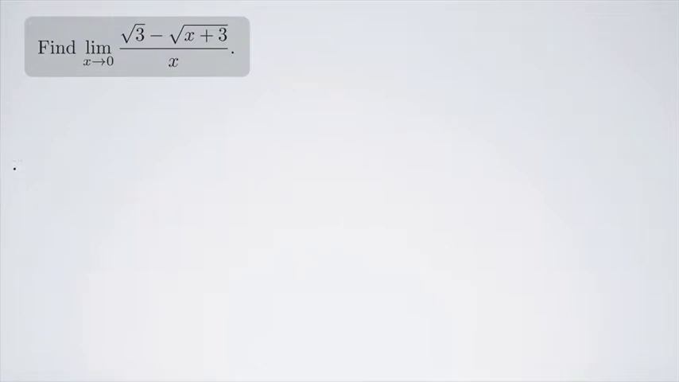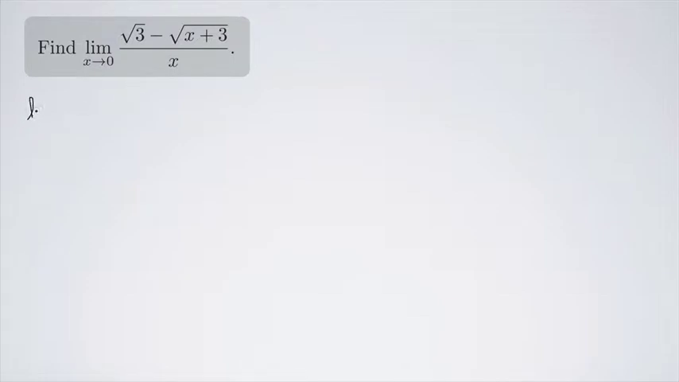Find the limit as x approaches 0 of the square root of 3 minus the square root of x plus 3, divided by x. Okay, so again, we have a problem in the denominator. As x approaches 0, the denominator becomes 0. And so we have to find some other way of evaluating this limit.